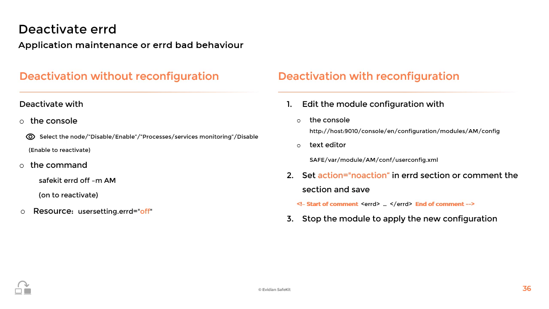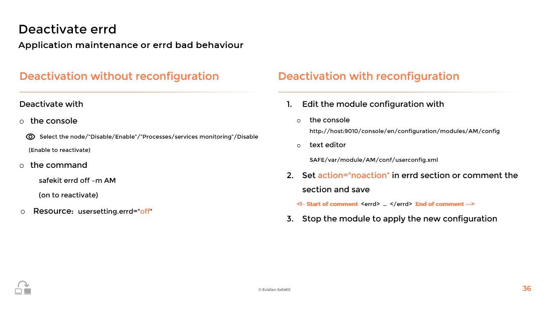To suspend or resume process and service monitoring, you can either use the console or the commands SafeKit AirD off and SafeKit AirD on. To check if AirD monitoring is on or off, you can consult the status of the resource named usersetting.ard. Secondly, let's examine how to deactivate AirD with reconfiguration of the module.